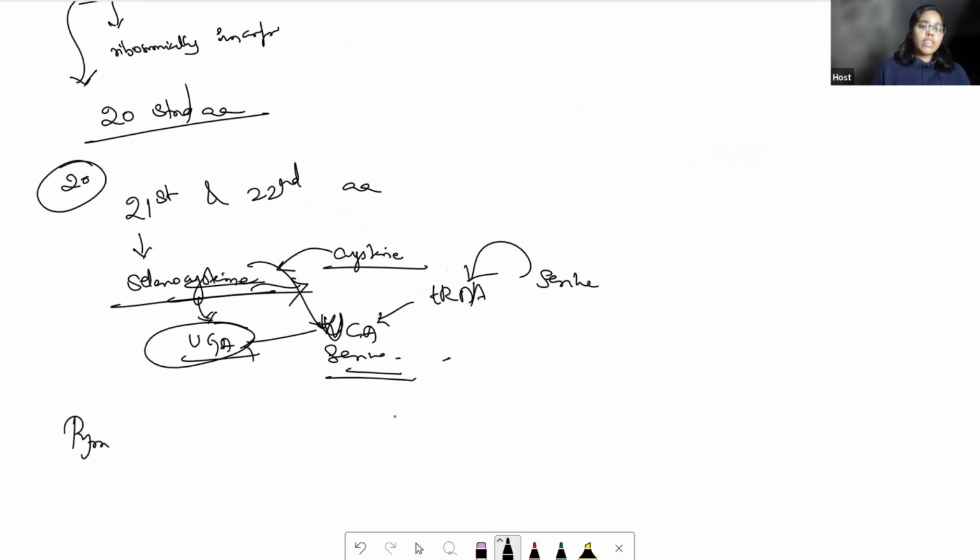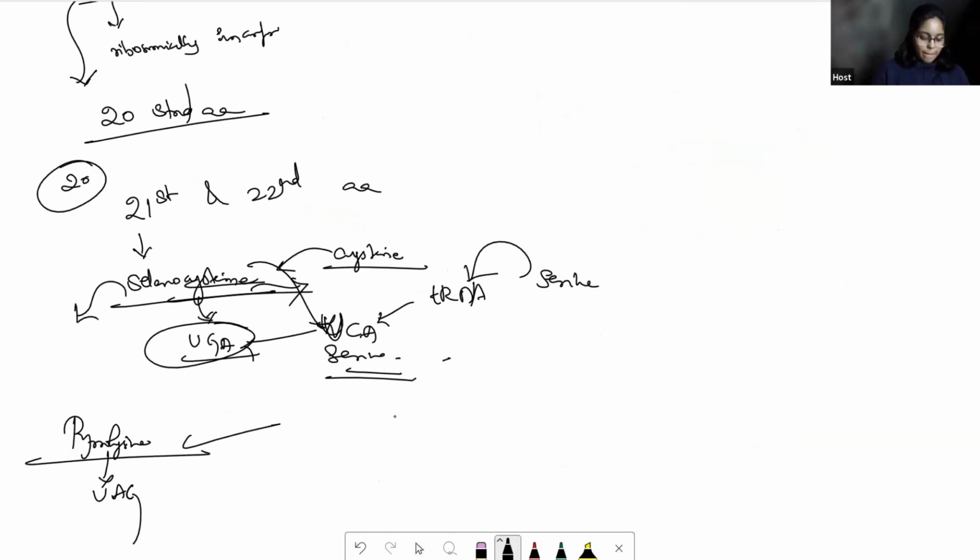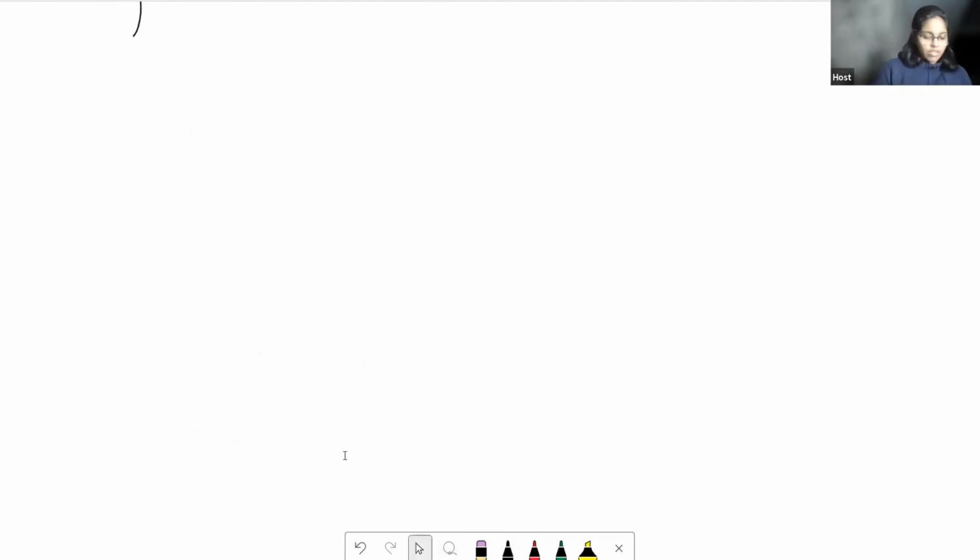Coming to pyrrolysine, anybody knows which codon codes for pyrrolysine? UAG. Yeah. Where do we find selenocysteine? It is found in glutathione peroxidase and formate dehydrogenase. This completes the standard amino acids.